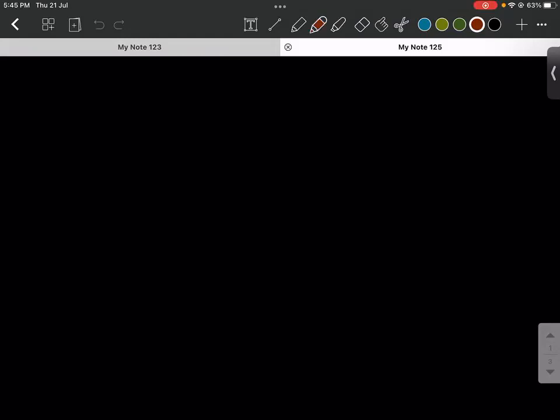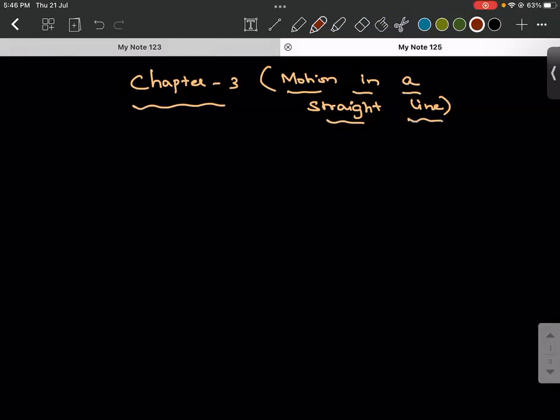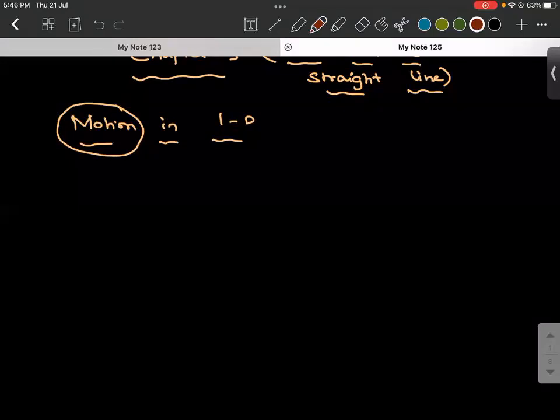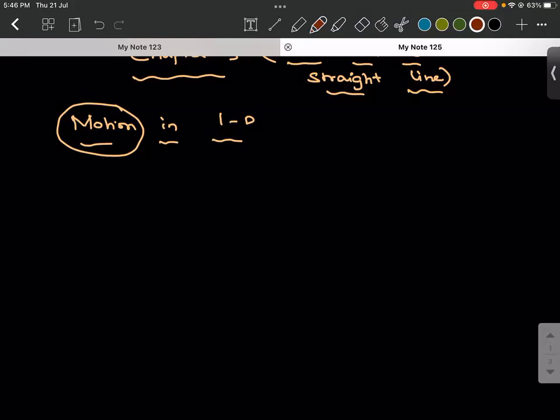Yes. So we'll go to the next chapter. Motion in a straight line. In some books, this is also referred to as motion in one dimension. In this chapter we'll be concerned about the motion of the object, as the name suggests, the way the object is moving in one dimension. When I say one dimension, what comes to your mind? In a straight line. Right? So this is what we are going to study.